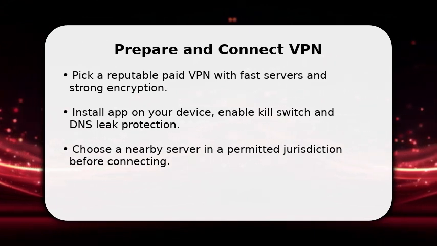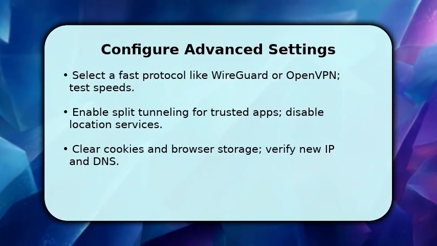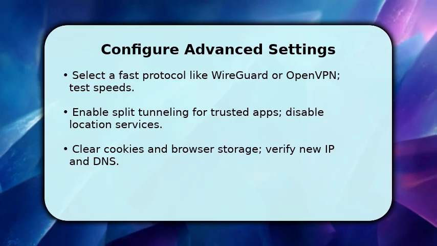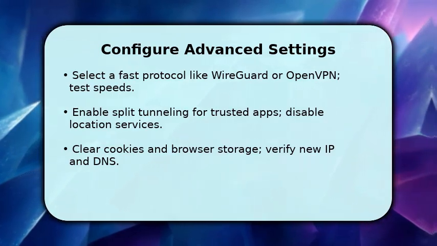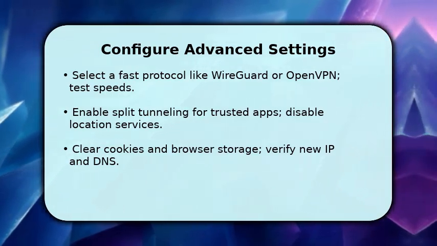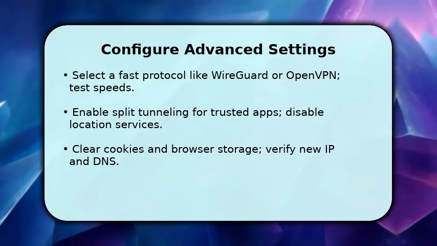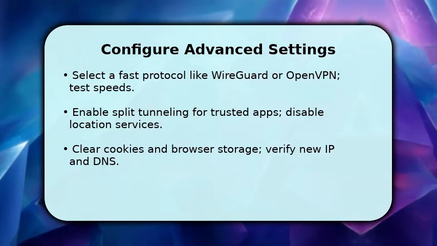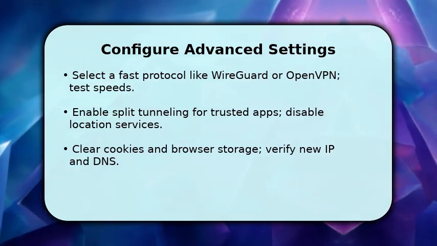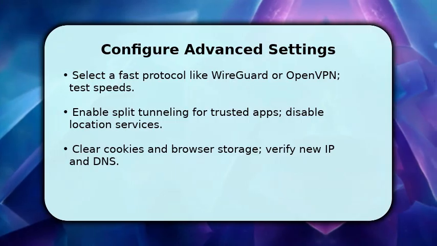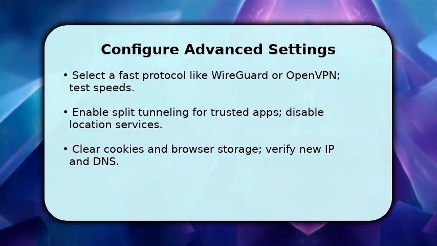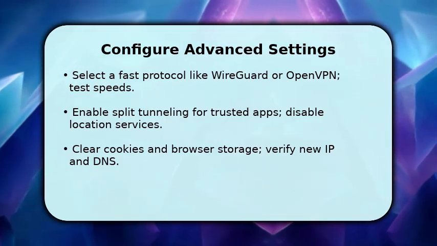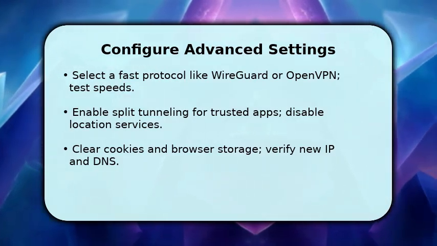Next, configure the advanced settings to optimize performance and privacy. Choose a modern protocol such as WireGuard or OpenVPN for speed and stability, then run a quick speed test. Enable split tunneling to route only the stake app or browser through the VPN while keeping other traffic direct. Also disable device location services and clear cookies and local storage to avoid leaks. Finally, verify your public IP and DNS reflect the VPN server. If they do, you're ready to log in.